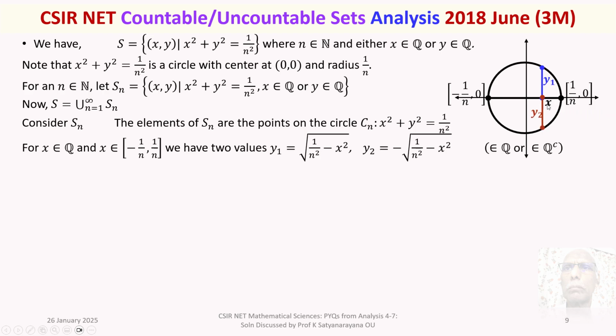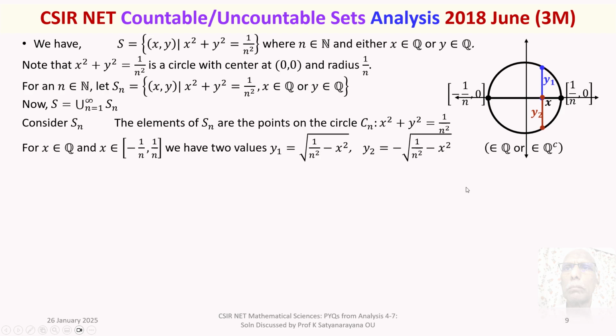So corresponding to this x, we have two ordinates. And what are they? How many ordinates will you get? For each x, you will get two ordinates. And how many x's are there? As many as x belongs to Q intersection the closed interval -1/n to +1/n. How many? As many as there are in Q. And how many of these ordinates? Two times as many as there are rational numbers.